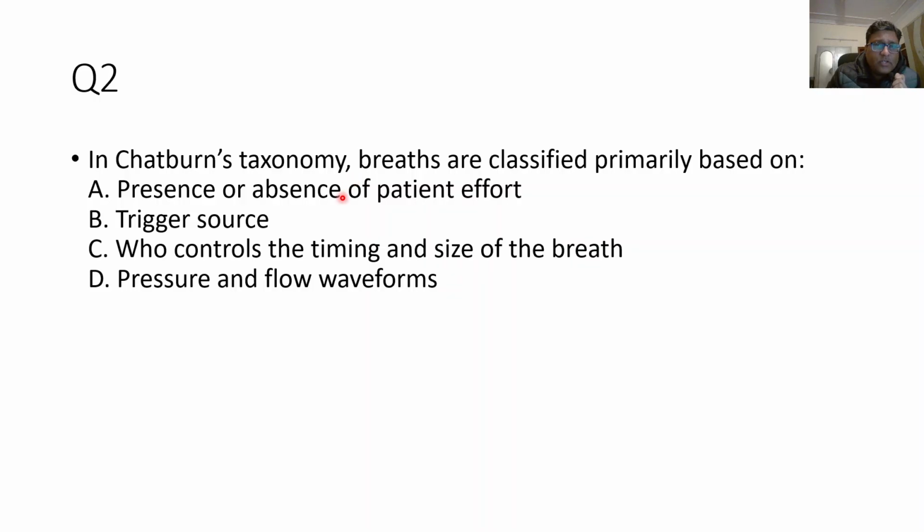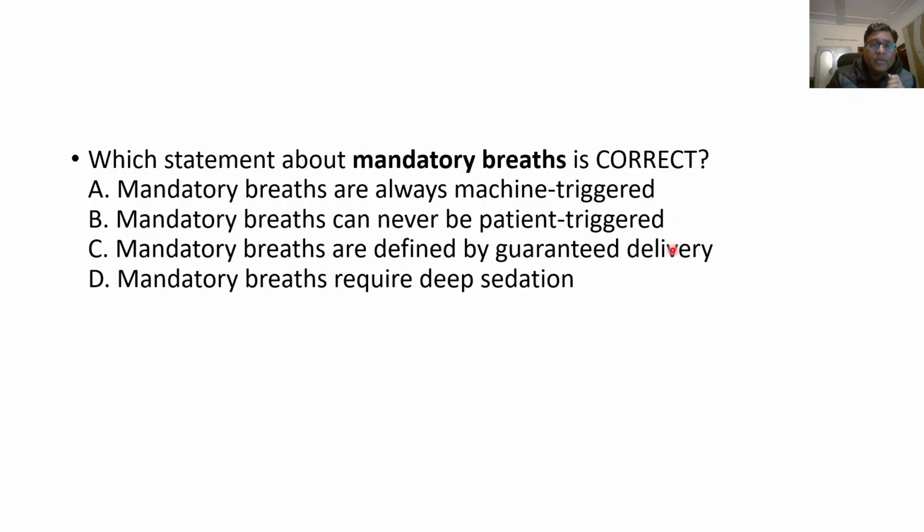So in this taxonomy, breaths are classified primarily based on what? Not presence or effect, that is trigger source, and not necessarily who controls timing and size. So that is the defining factor. What controls the timing and size of the breath? That is the primary variable.